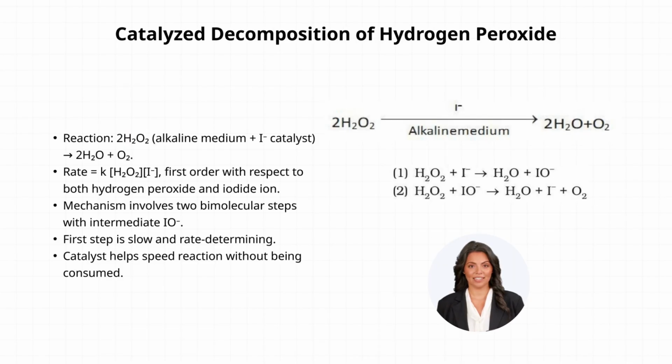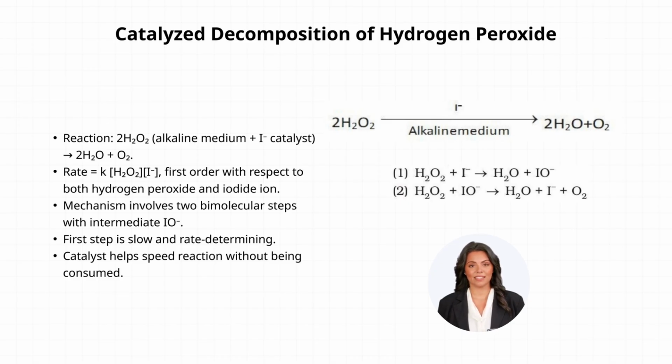Let's explore a classic example of reaction mechanisms and catalysis. Hydrogen peroxide decomposes into water and oxygen gas slowly on its own. But with iodide ions as catalyst in alkaline medium, the process speeds up dramatically. The overall reaction is two hydrogen peroxide molecules decomposing into two water molecules and oxygen gas. The rate depends on the concentration of both hydrogen peroxide and iodide ions, making the reaction first order in each.